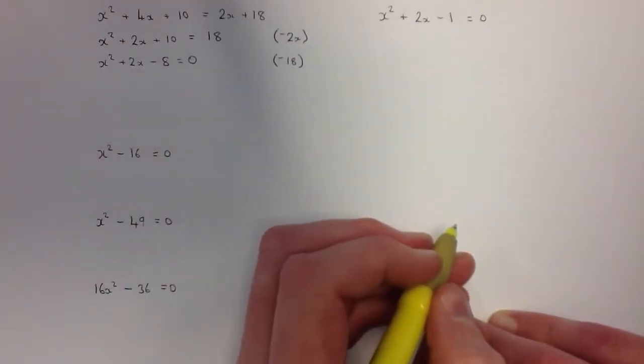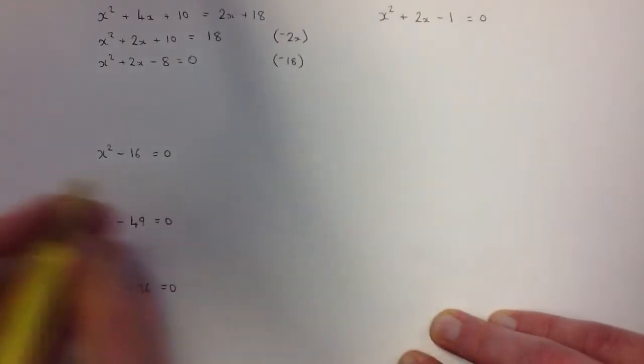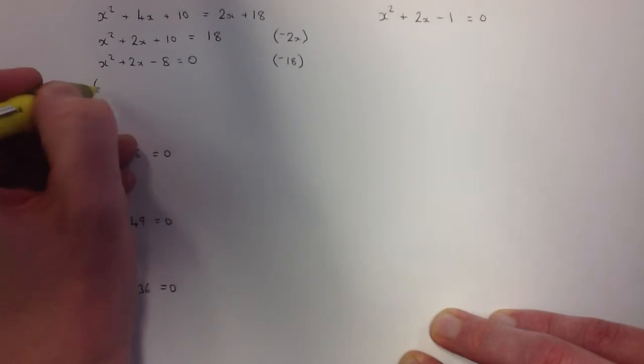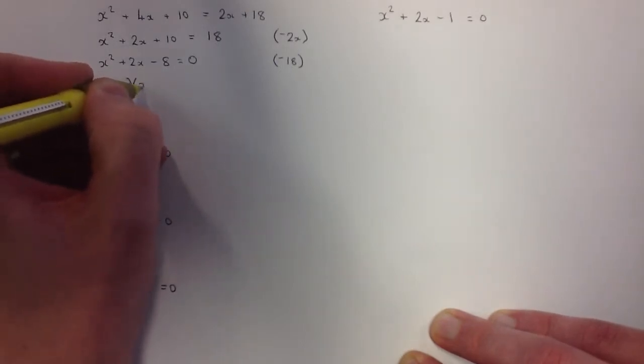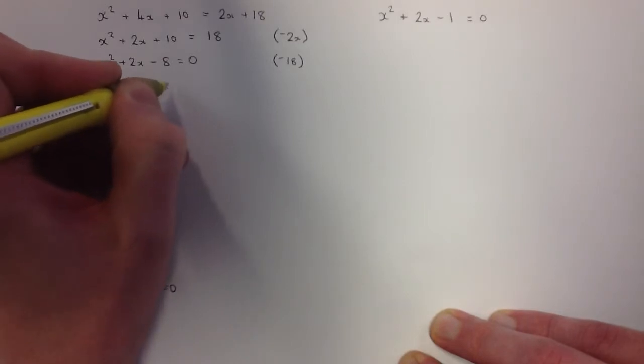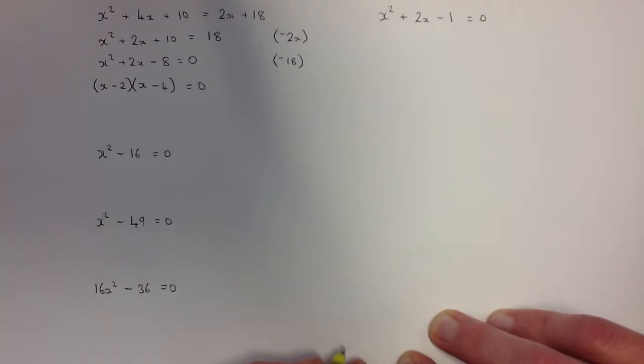We'll look to see if we can factorise it. If we can't factorise it, we can use the quadratic formula. In this case, we can factorise it. It becomes x minus 2, x minus 4 equals 0. And from that, we can find our solutions. Below here, we've got some slightly different examples.